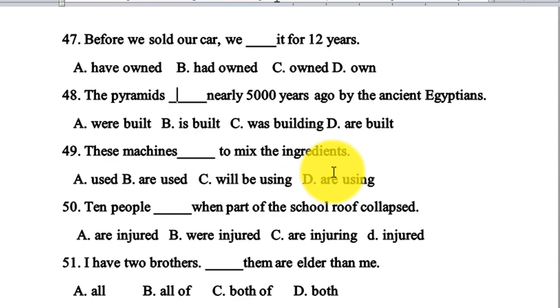This mention is to make the ingredients. So it talks about things, not the person, not the doctor, not an engineer. The options: used to, are used to, will be using, and are using. May I give you time, please? Can I give you a short time to answer the question, please?